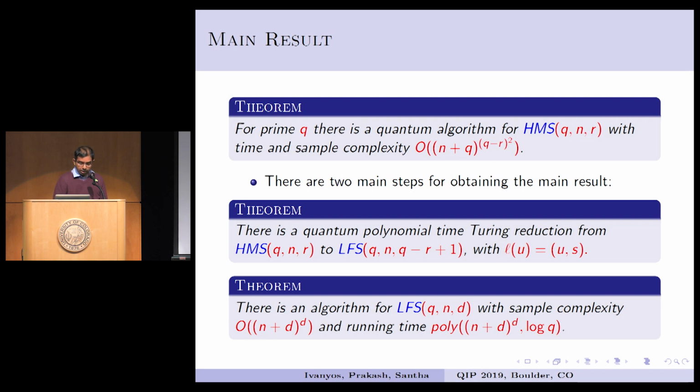So the first step is the reduction to LFS, and the second step is an algorithm for LFS. The second step is an algorithm for LFS with sample complexity n plus d to the power d and running time polynomial in this and log Q. I'll explain why this log Q comes up. In this talk, I will first discuss the second result, the algorithm for LFS, and then come to the polynomial time reduction. So we'll first talk about the learning from subset algorithm.